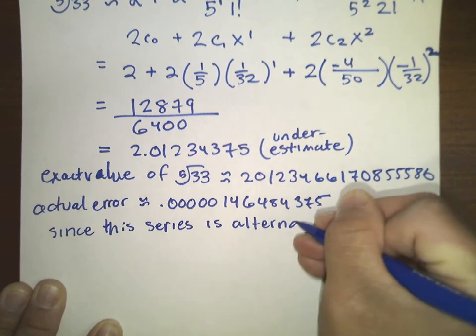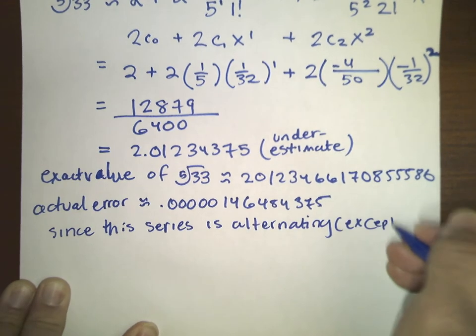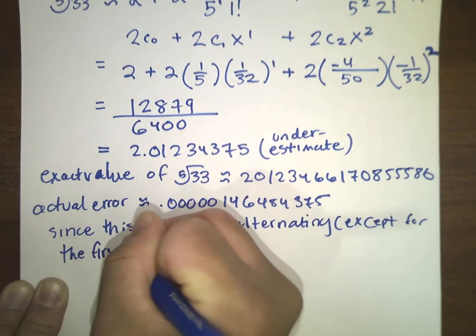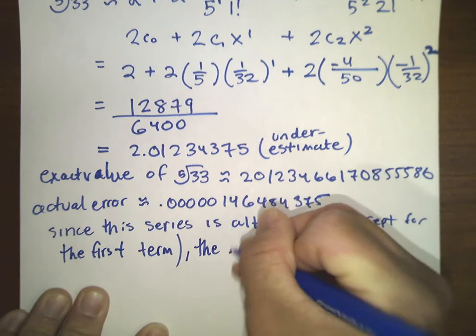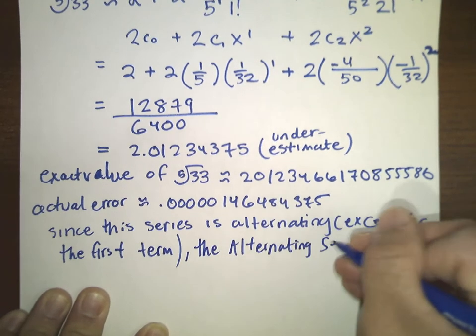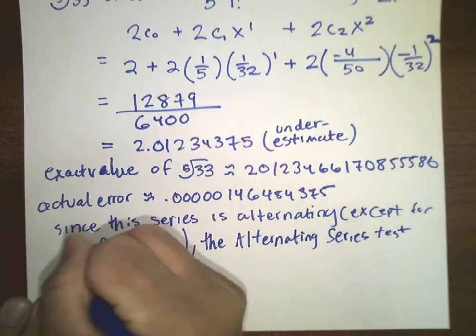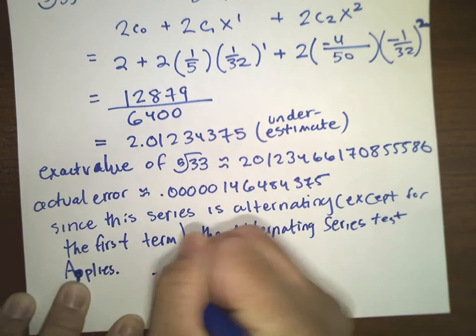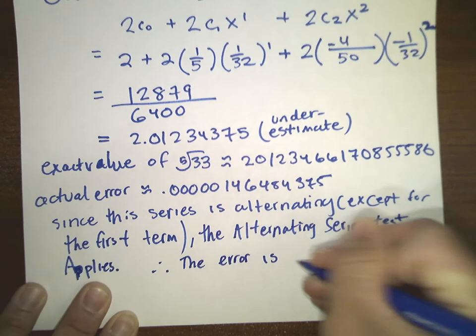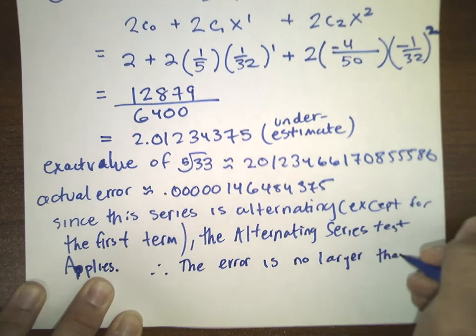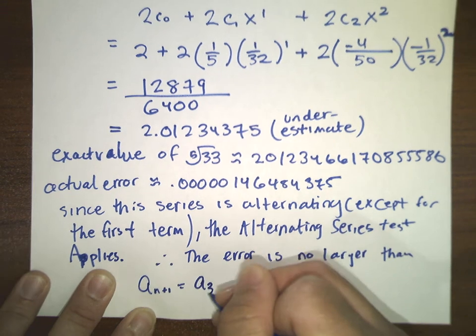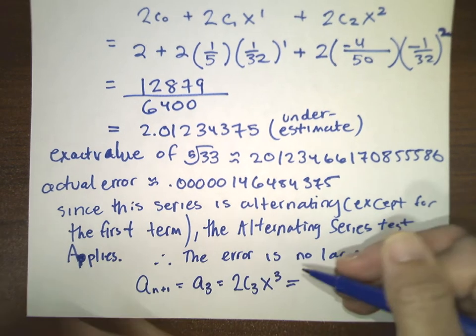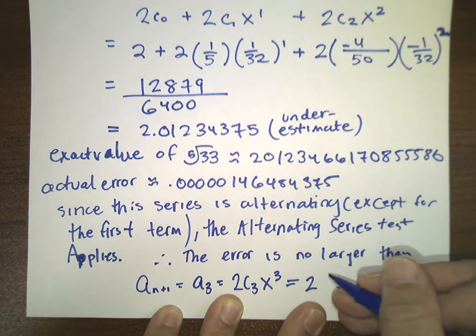And so the one thing that you should notice is that since this series is alternating, except for the first term, which we dealt with by pulling that 2 out in front of the series, remember that, then the alternating series test, or Leibniz's test, applies here. So therefore, the error is no larger than the first neglected term, which is a(n+1), that will be a3 here. So that's 2c3 x to the third.